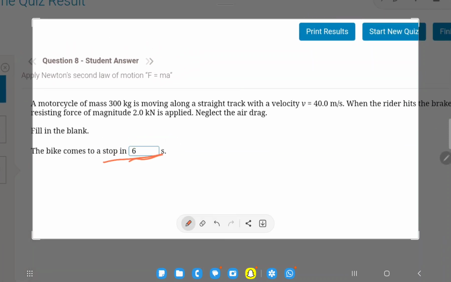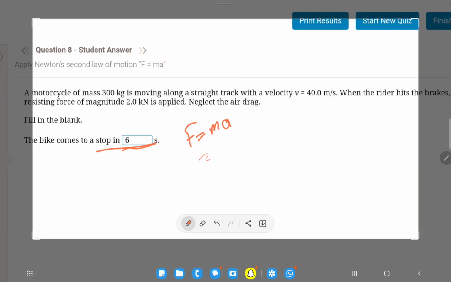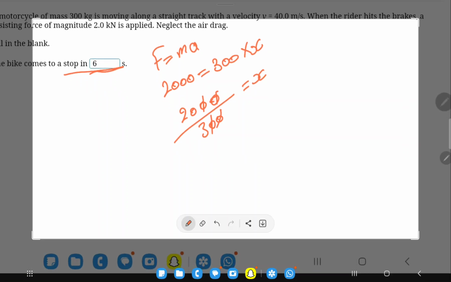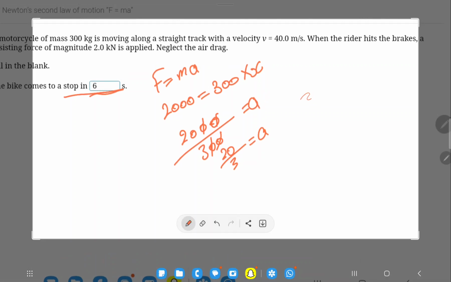We first need to get the acceleration with F equals ma. F here is 2 kilonewtons, 2000 newtons, equals 300 times a. We get 2000 over 300 equals a. We can cancel the zeros, so it becomes 20 over 3 equals a. Now we use the other equation that we used in the other question, v final equals at plus v initial.